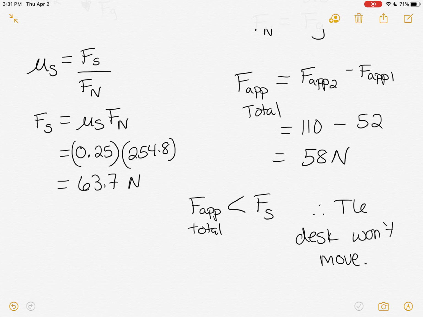Okay, so the thinking here is that our static friction force is the force that we need to overcome to get an object to move. So if we are pushing and pulling on this object, we are only pushing and pulling with a total applied force of 58 newtons, which is less than the 63.7 barrier. And so we will not get this desk to move. The desk is going to stay stationary. It's not moving at all.